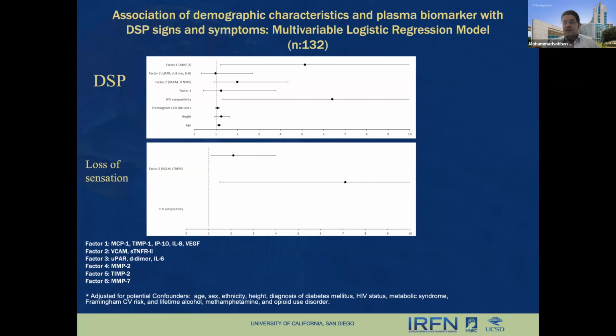And in order to identify the determinants of DSP and its symptoms, we ran uni and multivariable logistic regression. So we adjusted our model for an extensive set of confounding factors, demographic and clinical confounding factors, including age, sex, ethnicity, height, diagnosis of diabetes mellitus and metabolic syndrome, HIV status, income, cardiovascular risk score, lifetime alcohol, methamphetamine, and opioid use disorder.